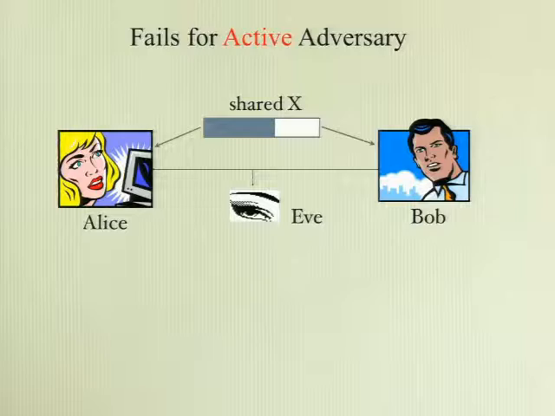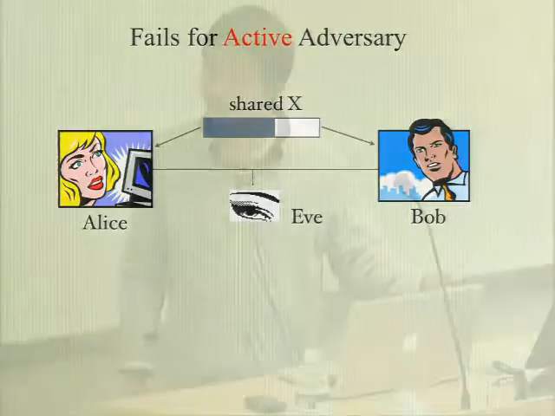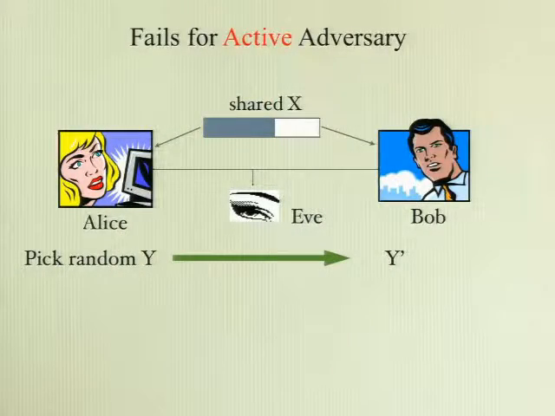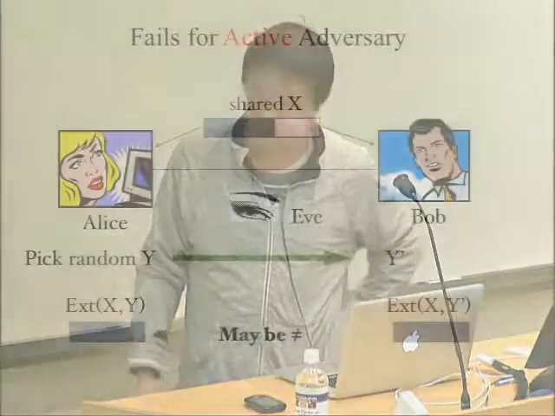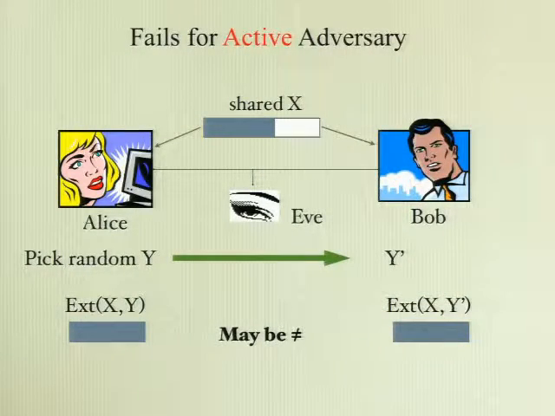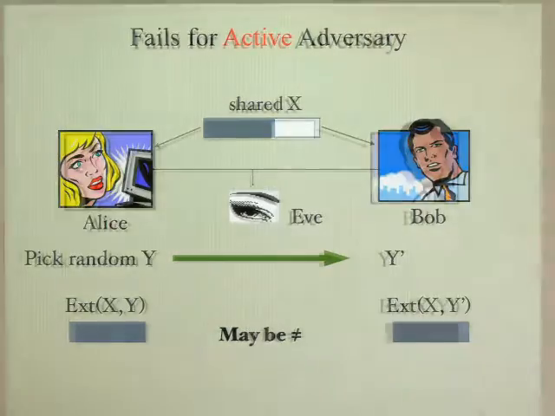But if you think about it, if we now allow the adversary to be active, in the sense that she can change the messages, then the above protocol actually fails. It fails for a simple reason: the adversary can change the random string y into something else, y prime. Then if you apply this strong extractor again, these two outputs may no longer be equal to each other. So in this case, the protocol fails.